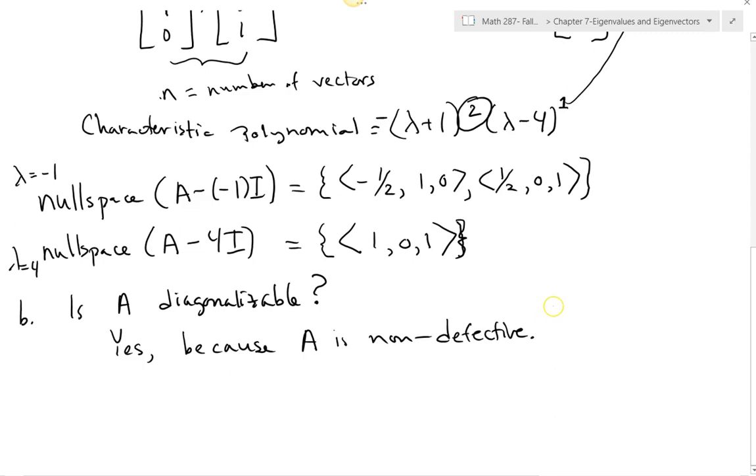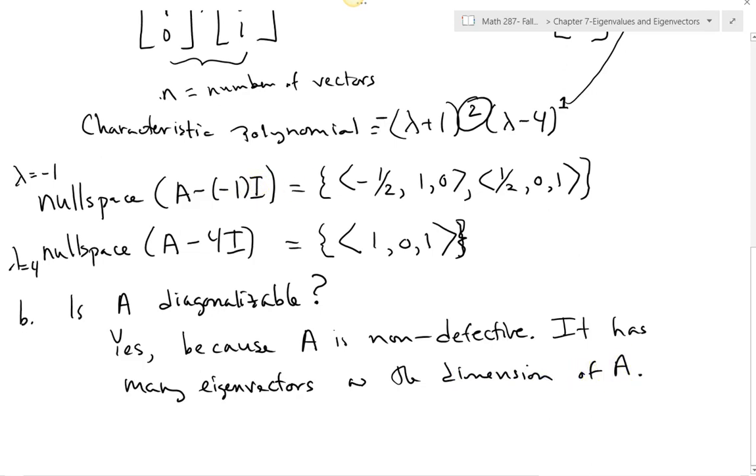That it needs to have as many eigenvectors as the dimension of A. Okay? So if A is a 3 by 3, we need 3 eigenvectors, right? If A is 4 by 4, it needs 4 eigenvectors, right? Another way to think about this is we need to be able to form an eigenbasis.